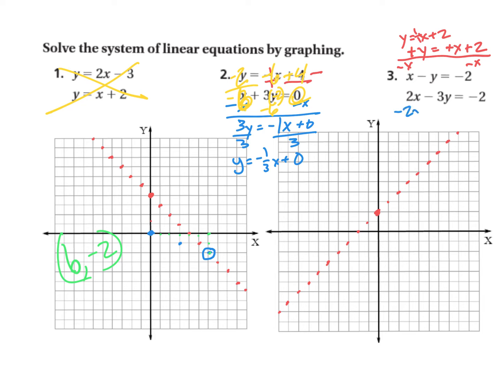Second equation, I'm going to subtract 2x from both sides. So I get negative 3y equals negative 2x minus 2. I'm going to divide by negative 3. So y equals, and a negative divided by a negative is a positive, so I'm going to leave that as 2/3 x. And again, it's going to be plus another 2/3.